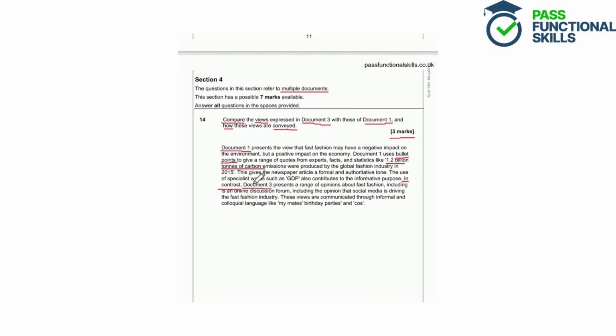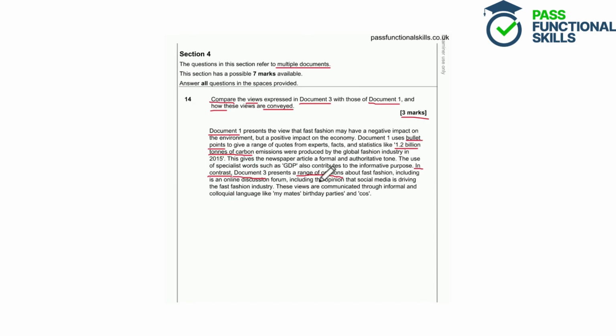So the student has written, in contrast, document 3 presents a range of opinions about fast fashion, including is an online discussion forum, including the opinion that social media is driving the fast fashion industry. So we've said that document 3 presents a range of opinions, summing up the views, and then we've given an example of one of those views expressed.